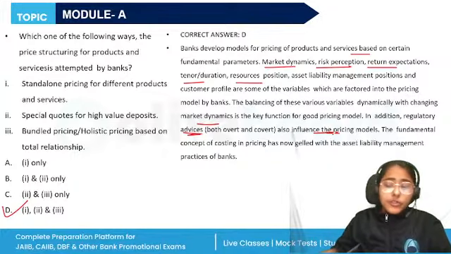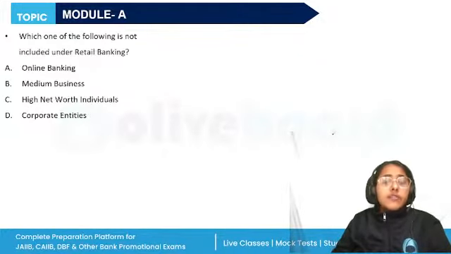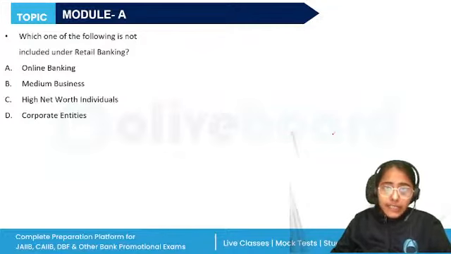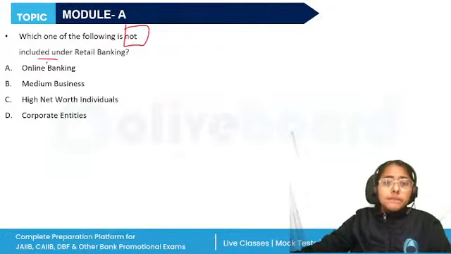Alright, so the correct answer is option D. Next, which of the following is not included under the retail banking? This we have already seen, the different products and services which are offered in retail banking. So, which of the following is not included?